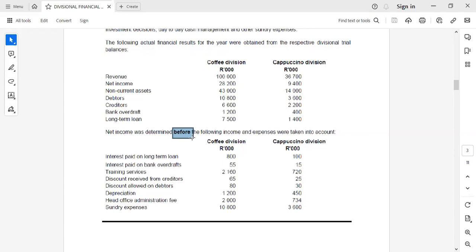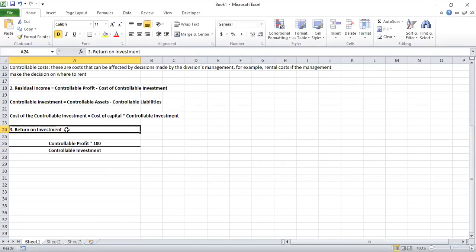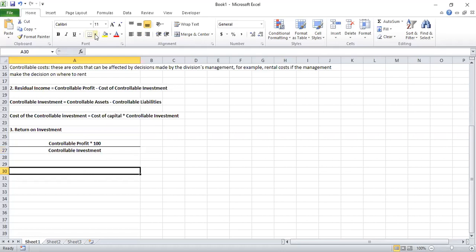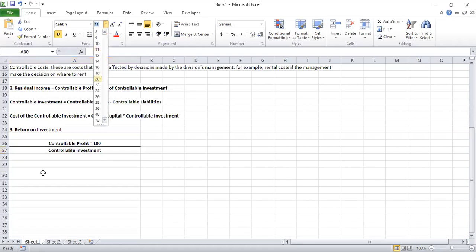Right. Since we want to calculate the return on investment, first of all, let's determine our controllable profit. Our first question wants us to determine the return on investment. For us to determine it, we need the controllable profit and the controllable investment. So before we even talk about the return on investment, let's first determine our controllable profit and our controllable investment. Any questions before I proceed? Right.